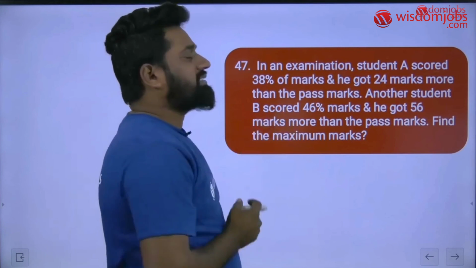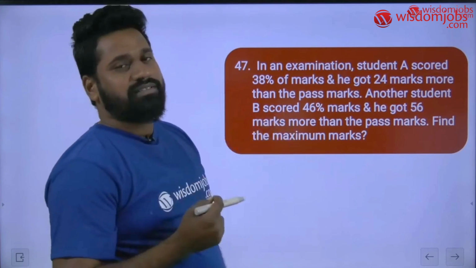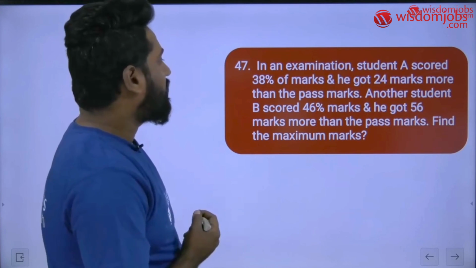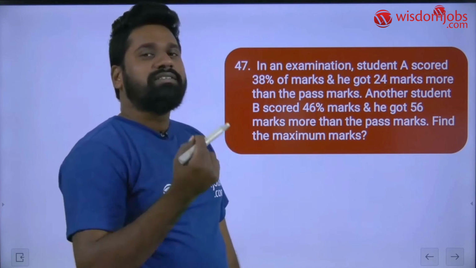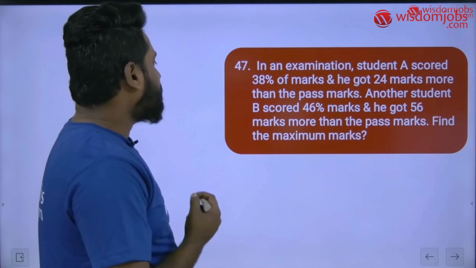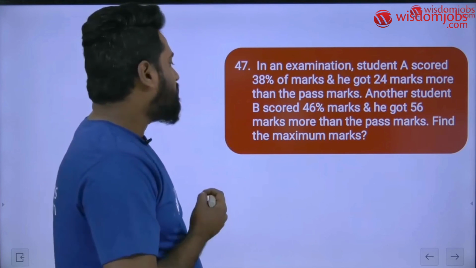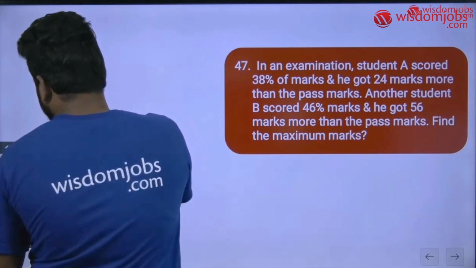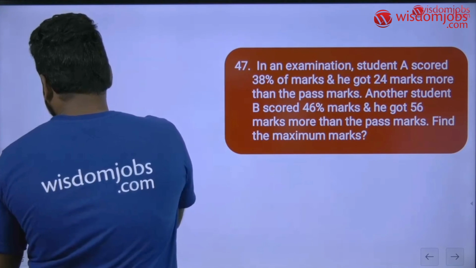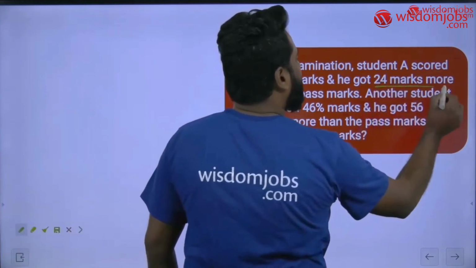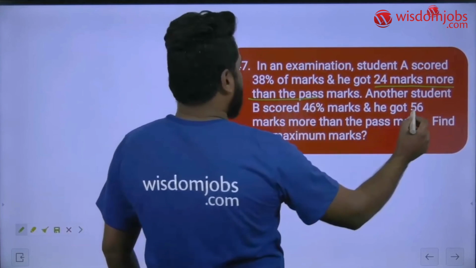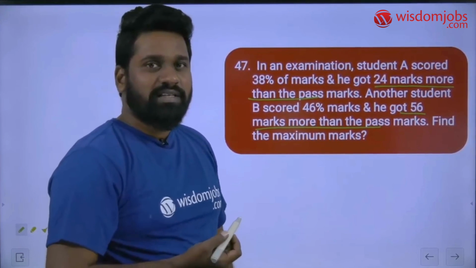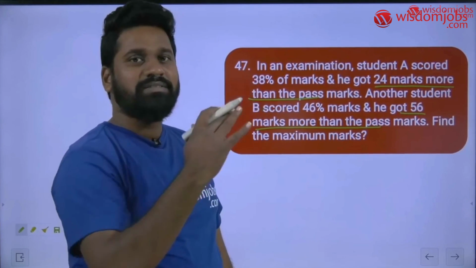Observe here. In an examination, student A scored 38% of the marks and he got 24 marks more than the pass. Another student B scored 46% of the marks and he got 56 marks more than the pass. Find the maximum marks of the examination. Just now I told you this example is given for that. What is mentioned here? 24 marks more than the pass. Here 56 marks more than the pass. In both cases more than is given. That means you have to subtract those 56, minus case you will get.